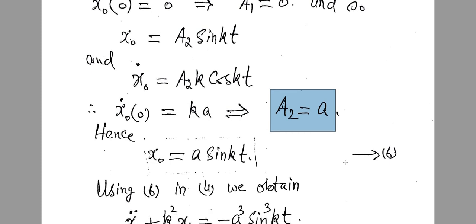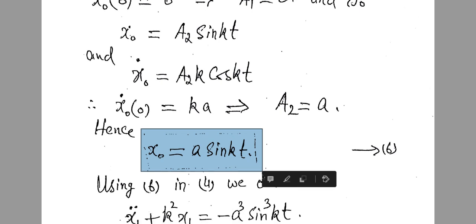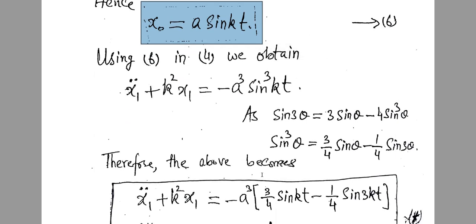Therefore our solution for x naught, which we have already computed, takes the form given in equation number 6 and highlighted over here: x naught is equal to a sin kt. Now we have to find the value of x1 of t. Putting the value of x naught from equation number 6 into equation number 4, we obtain x1 double dot plus k square x1 is equal to minus a cube sine cube kt.